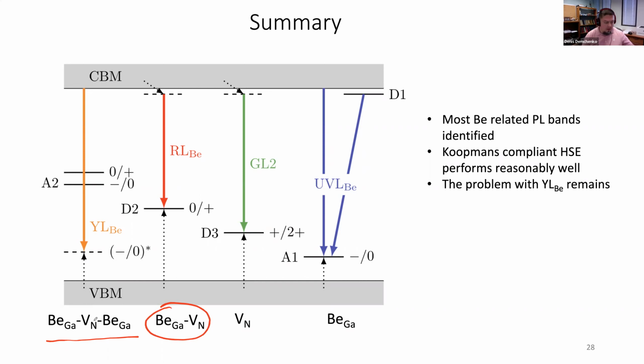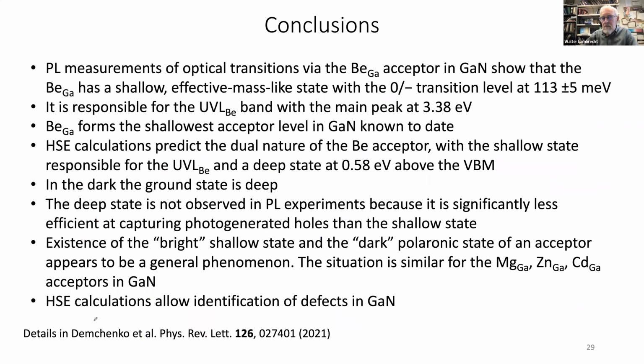So the conclusion to this is this. Yes, beryllium acceptor does create the shallowest state in gallium nitride at the moment, but at the same time it also creates the deep state, which is actually lower in energy. Therefore under illumination, it's the shallow state that captures the hole, but in the dark, it's the deep state that's going to be the ground state of the acceptor. And so beryllium does not appear to be good for p-type doping still.